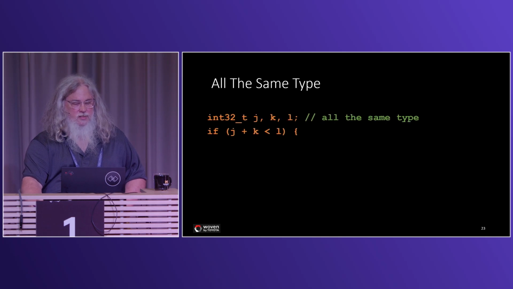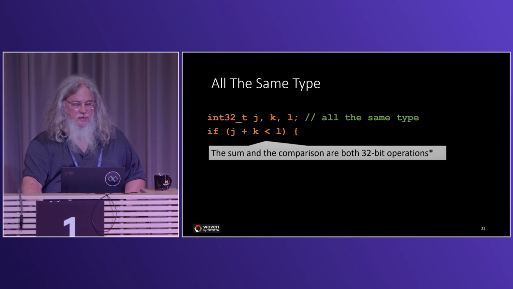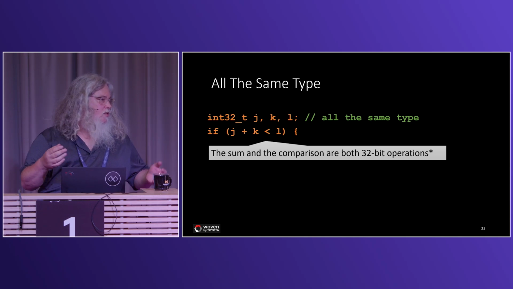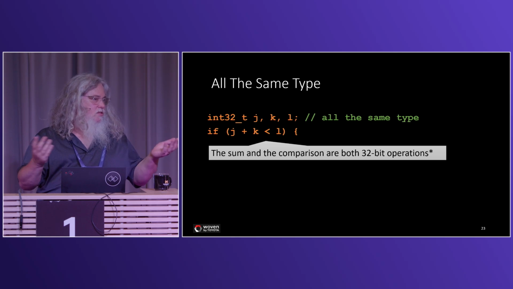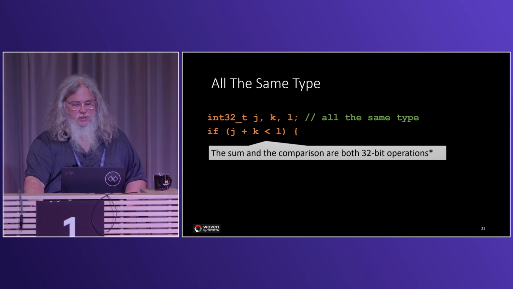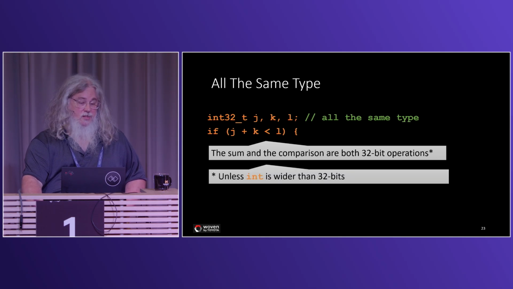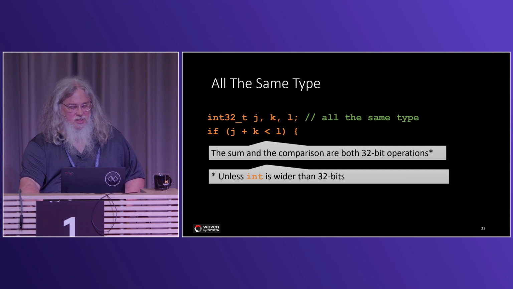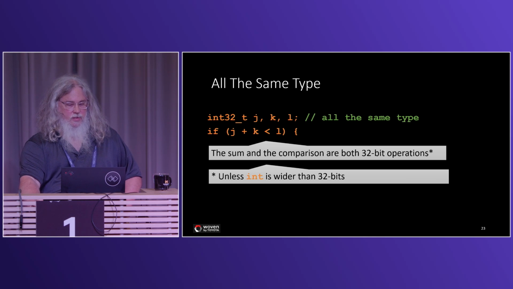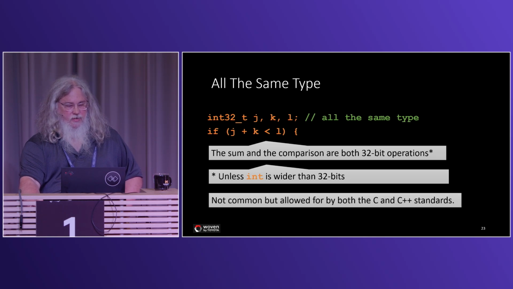So something we could do is make things all the same type. In general, this is a good rule of thumb, right? Try not to have mixed types in a single expression. Try to have all the same type. Now you don't have to worry as much about conversions. So here, the sum and the comparison are both 32-bit operations, unless int happens to be wider, which is allowed for by the standard, but I don't know of any implementations that have int wider than 32 bits. So it's not very common. So this code is not too bad.